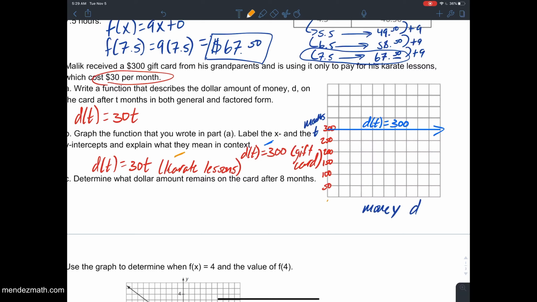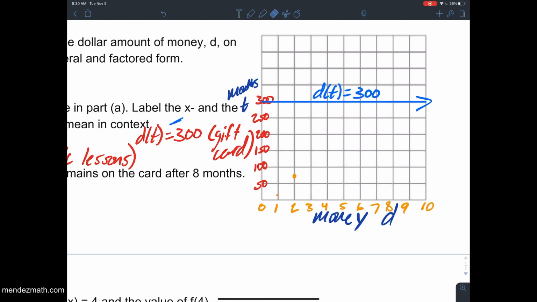So we'll do 1 month, 0. 1 month, 2 months, 3 months, 4 months, 5, 6, 7, 8, 9, 10 months. In 1 month, it'll be 30. So let's say about right here. In 2 months, it'll be 60. So about right here. All right, I'm just going to focus here. 3 times 30 is 90. About right there. 4 is 120. 4 times 30, 5 times 30.